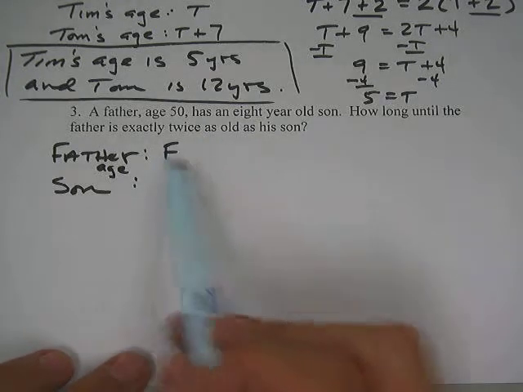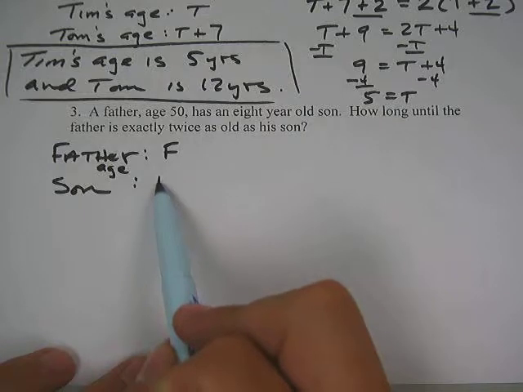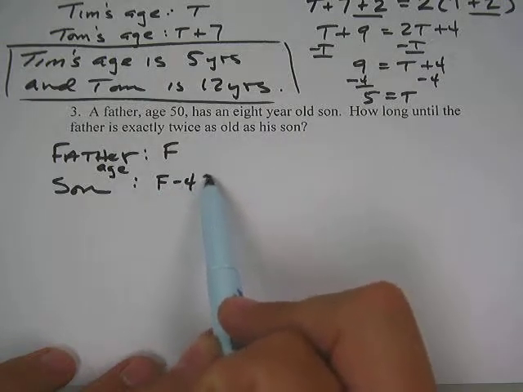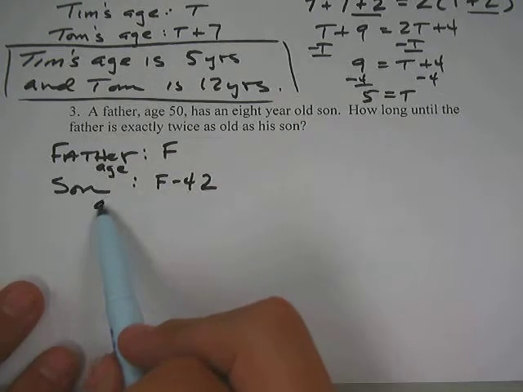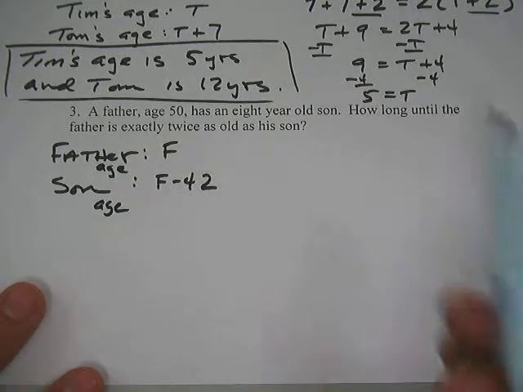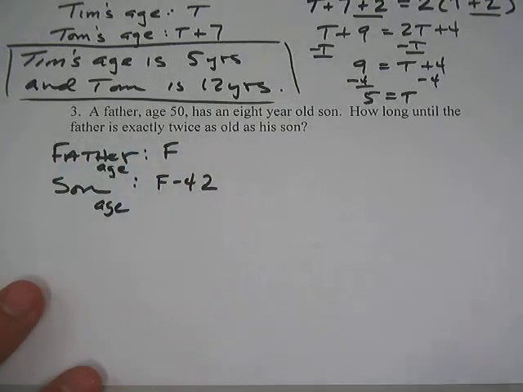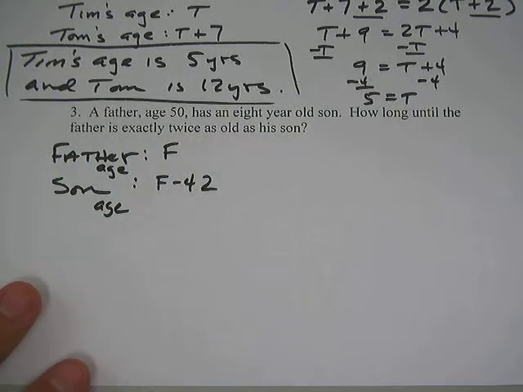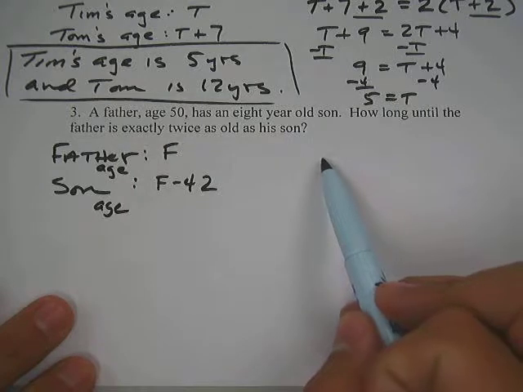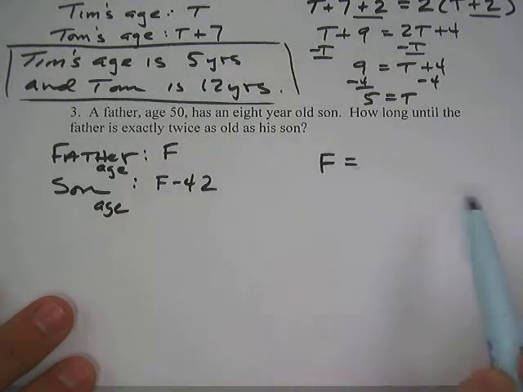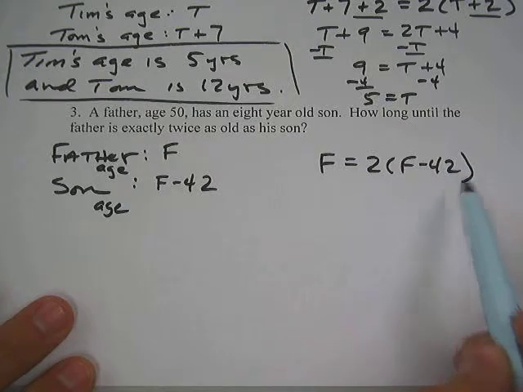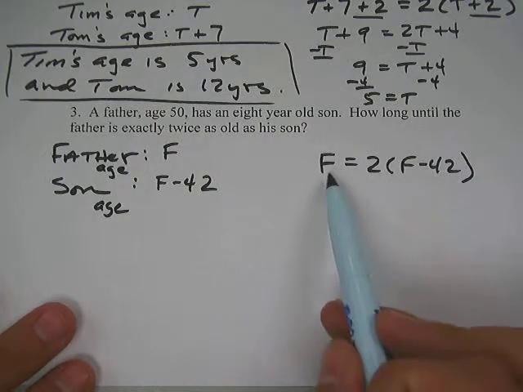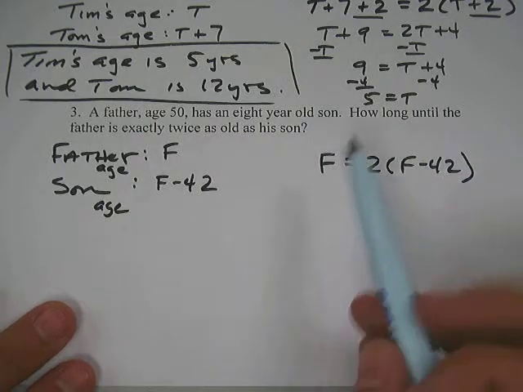So if the father is F, how much younger is the son? Well, he's F minus 42. He's 42 years younger. So let's come up with an equation for the son's age. How long until the father's exactly twice as old as his son? So when is the father's age twice as old as his son?